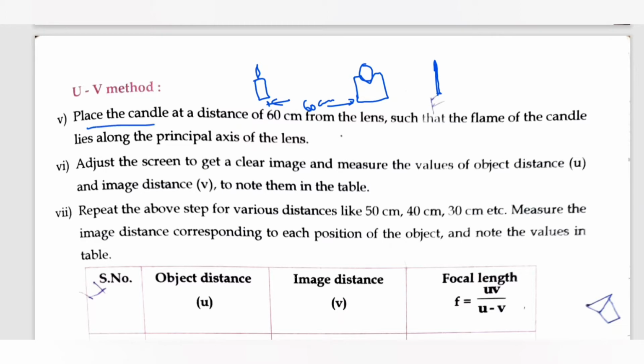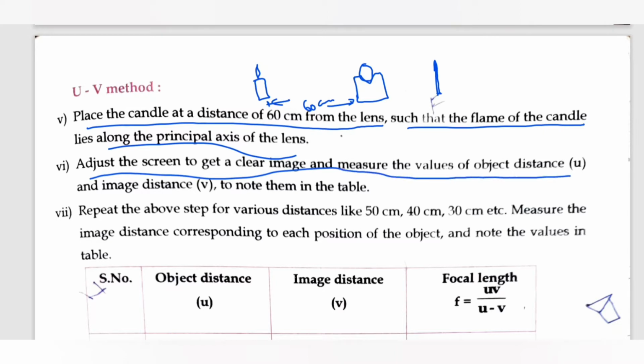So place a candle at a distance of 60 centimeters from the lens such that the flame of the candle lies along the principal axis of the lens. Adjust the screen to get a clear image and measure the values of object distance and image distance. So after getting the image, find the distance between the V stand and lens. This will be my image distance, and we have placed the object at a distance of 60 centimeters. This is called object distance, and note down this value in the table given.